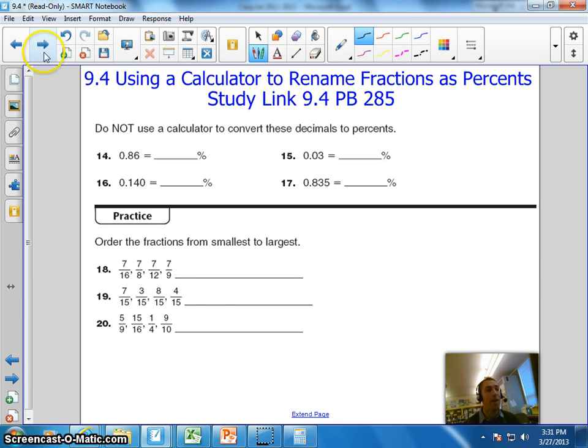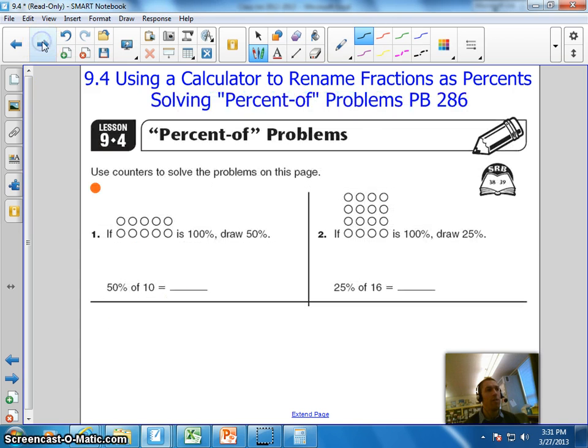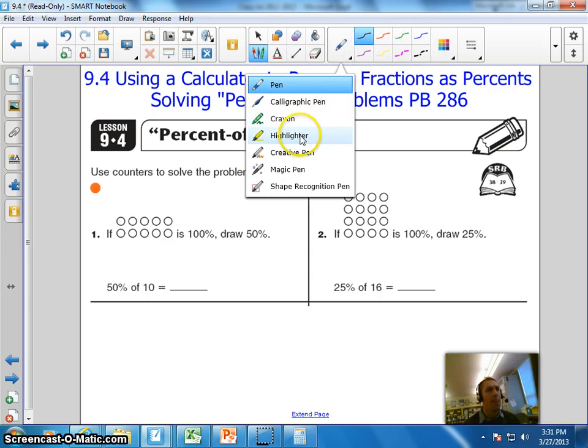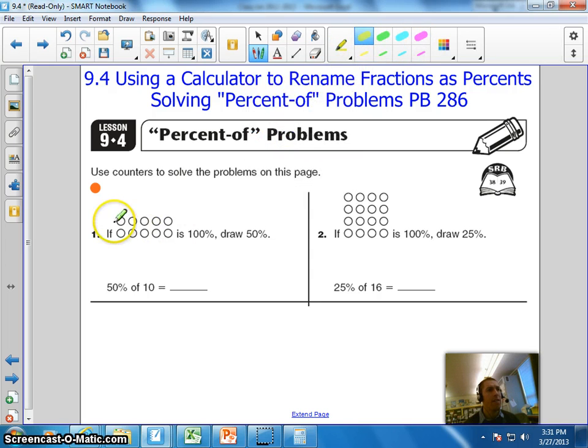It's just good practice to make sure you know these in order. And right here, if this is 100%, 50% would be half of it. So I'm going to get a highlighter here. So half of 50 would be right there. So 50% of 10 is 5. Okay, this is 100%, so draw 25%. Well, 25% is 1/4 of the group. 1/4 of 16 would be 4.